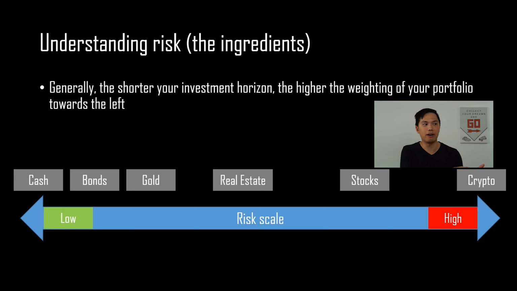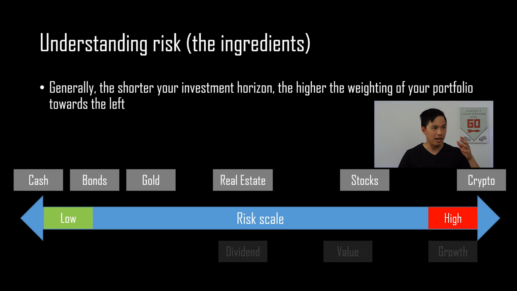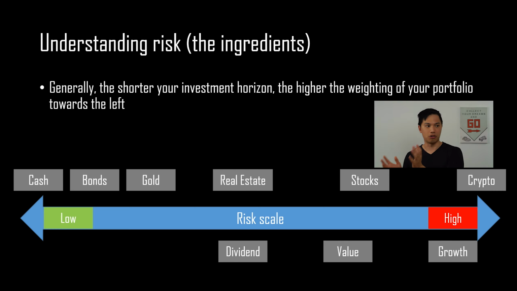Moving up the risk scale, we have real estate, which tend to be pretty safe investments. And going up the scale, we have stocks, which tend to be on the higher side. And I would say crypto, which is quite speculative in nature, is on the highest end of the risk scale. Now, I do want to caution you that not all assets within an asset class will rank the same in the risk scale. So for example, within stocks, we have different types of stocks, right? So we have dividend stocks, value stocks, and growth stocks.